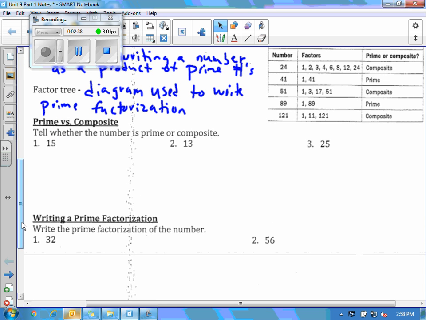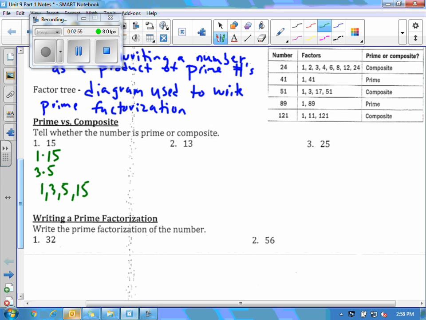So the next part is just all about telling whether a number is prime or composite. And again, we tell if it's prime or composite by how many factors it has. So for 15, I know 1 and 15 are factors, and I know 3 and 5 are factors. Since it has more than 2 factors, this is going to be a composite number. For 13, I know that 1 and 13 multiply together to make 13. Then I also know that nothing else goes into it, so that's a prime number. I'll let you guys do 25.